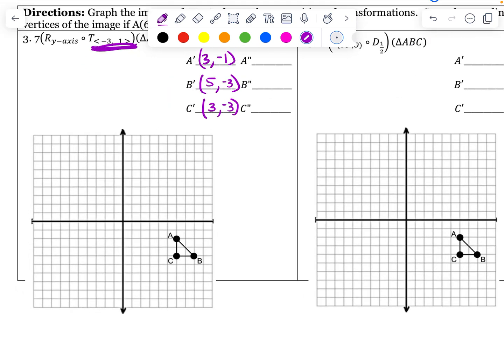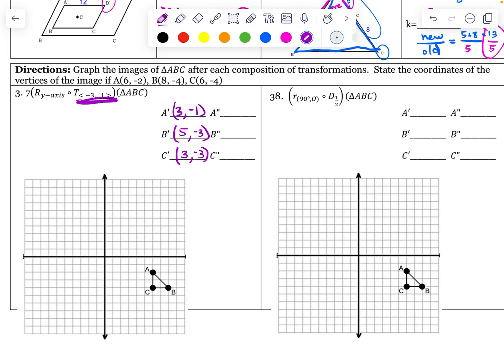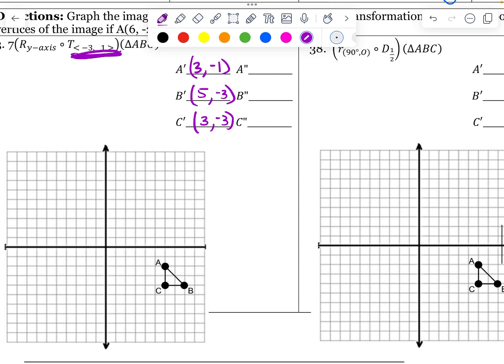Okay, gotta come down here. I need pictures on this. So 1, 2, 3, 1, A prime. 1, 2, 3, 4, 5. 1, 2, 3, B prime. And then C should be right here. (3, -3). Yes, good. Okay, so this is my first one.